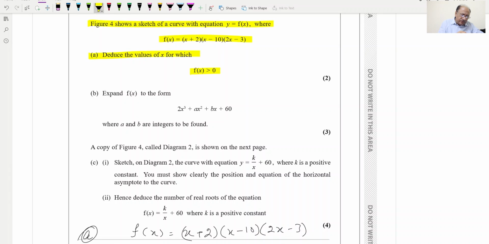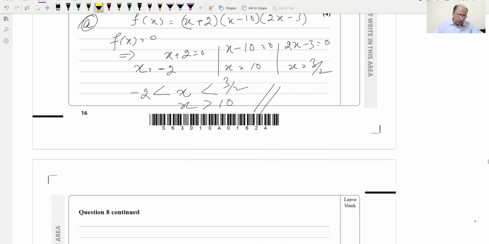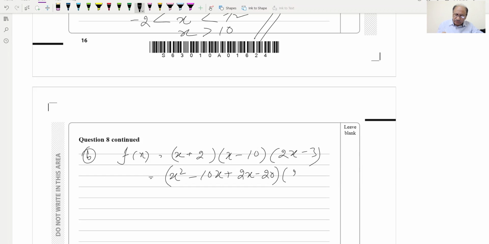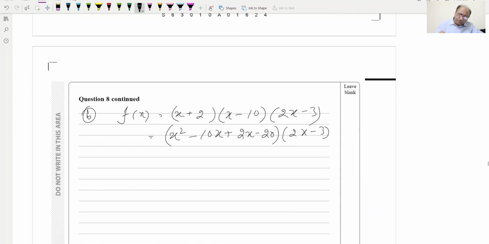Now for part b, they are saying expand f of x to form this equation where a and b are integers to be found, and this is a 3 marks question. So we can expand the given equation. f of x is equal to, as just now we have done, x plus 2 and x minus 10 and 2x minus 3. So first we will multiply these two terms and we will get x squared minus 10x plus 2x and minus 20, and in brackets 2x minus 3. Now we can add the like terms, and this will be x squared minus 8x minus 20 multiplied by 2x minus 3.